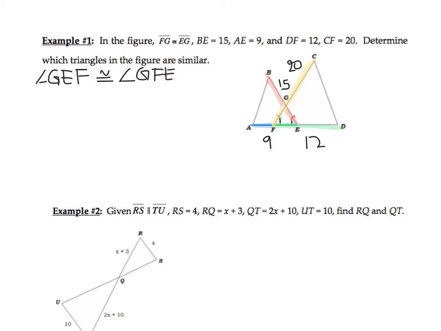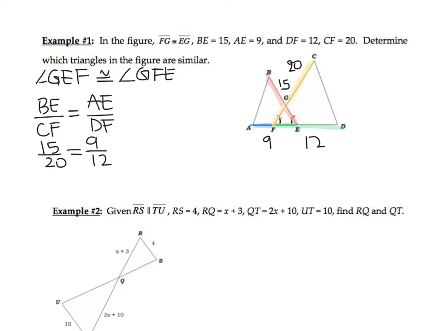So looking at our picture, BE corresponds to CF and AE corresponds to DF. So we want to look to see that those 2 sides are proportional. So plugging in our lengths, we have 15 over 20 equals 9 over 12.